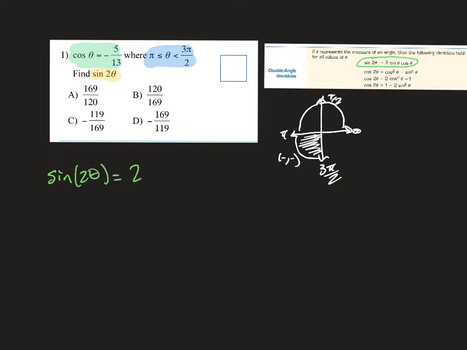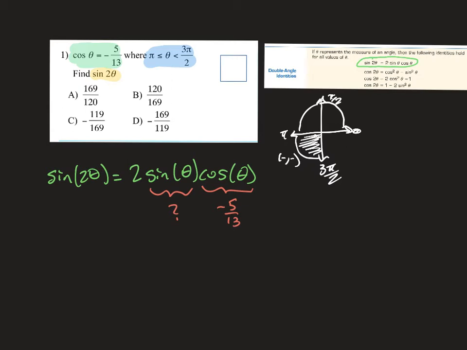equals 2 times sine theta times cosine theta. And we know the cosine theta, so we've got that taken care of. We're going to put negative 5/13 in for that one. What we don't know is the sine of theta. And that's where this unit circle comes in.